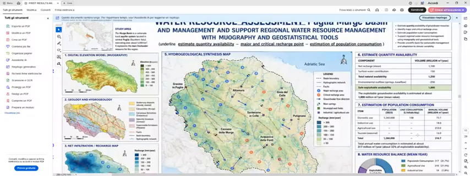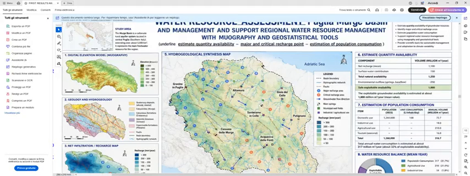Finally, you have estimated quantity availability. We have the net recharge mean volume, million cubic meters by year. So in each year the aquifer is subjected to a recharge of 1,100 million cubic meters by year. The surface water contribution is this, it represents the surface of the basin. Total natural availability is this.